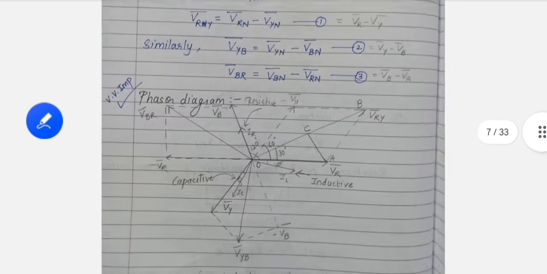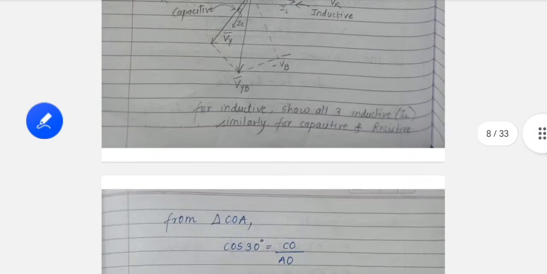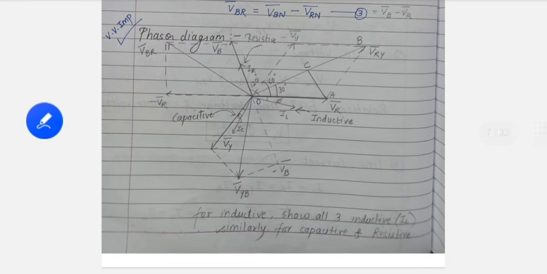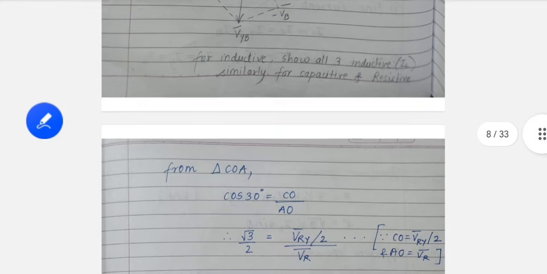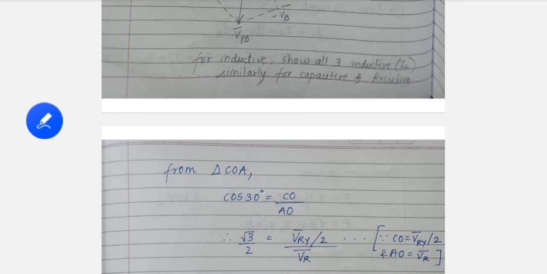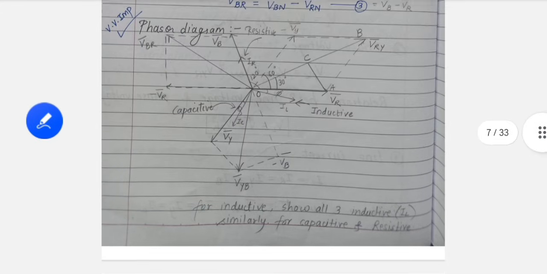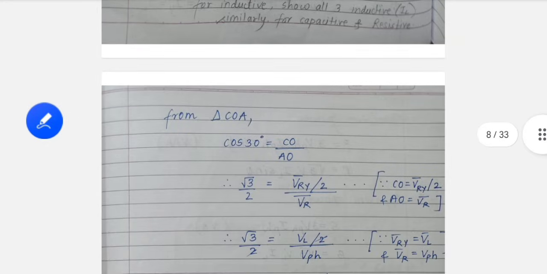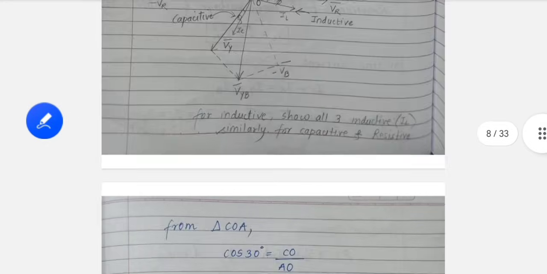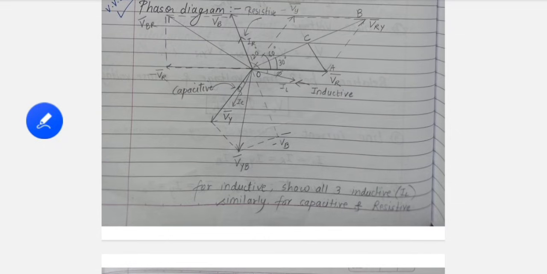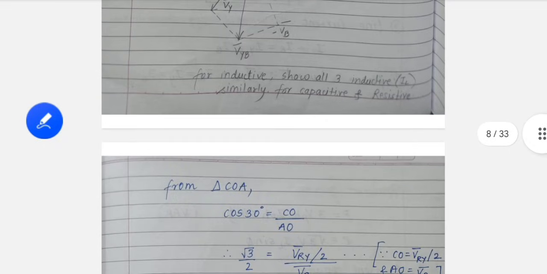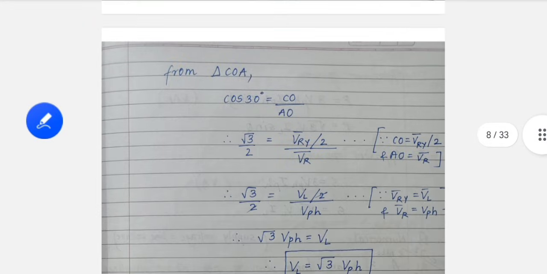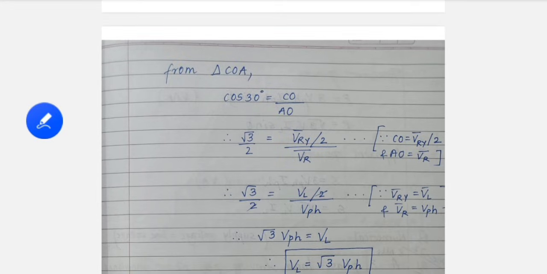Here we have, yes, this was the phasor diagram. Now from triangle COA, consider the same diagram. Considering this triangle COA, we have cos theta. Now here theta is 30 degrees. So what will be cos 30 degrees? It will be equal to CO upon AO. If you see the triangle, what is cos theta? Adjacent upon hypotenuse. So if we see the triangle, we get to know that it is CO upon AO. But we all know cos 30 is root 3 by 2.